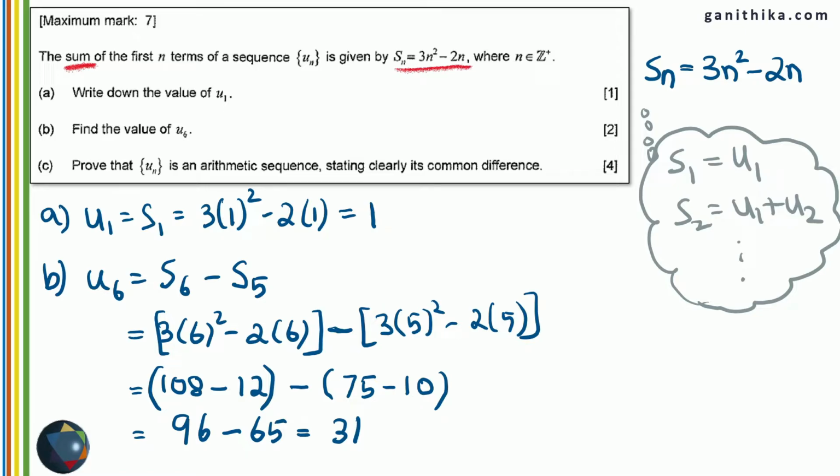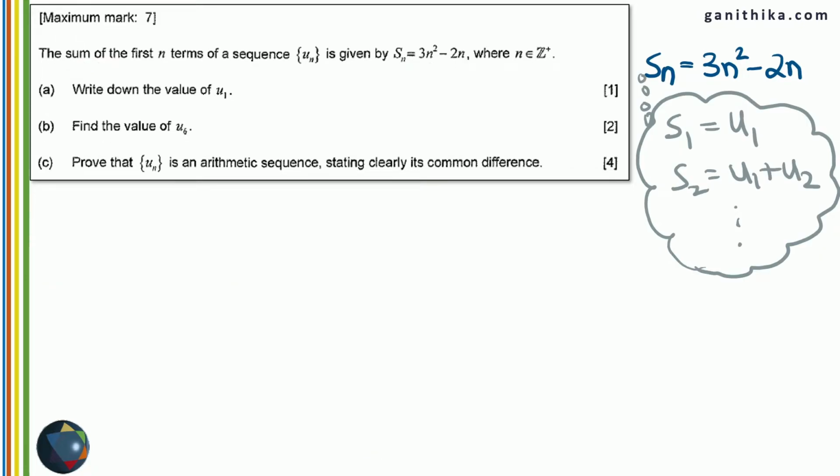Let's proceed further with the marking scheme here. First, question A is just for 1 mark. So you will get 1 mark for giving the correct answer there. And the second question B is for 2 marks. So you'll get a method mark for actually using S6 and S5 in the correct sense for getting u6. And then simplifying this correctly to get 31 for u6 carries an A1 mark. So 2 marks for question B.